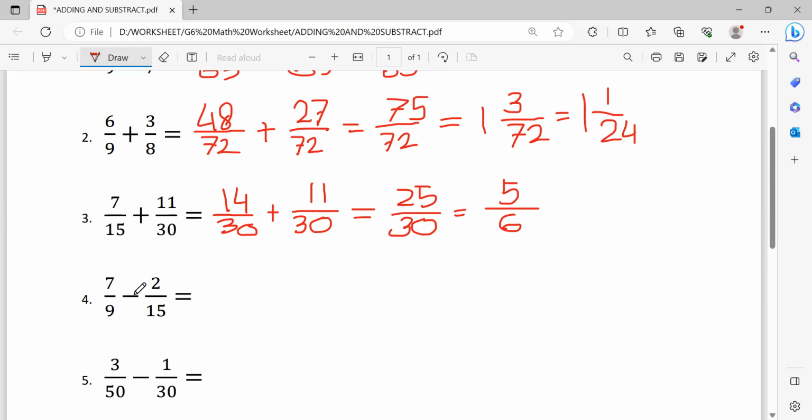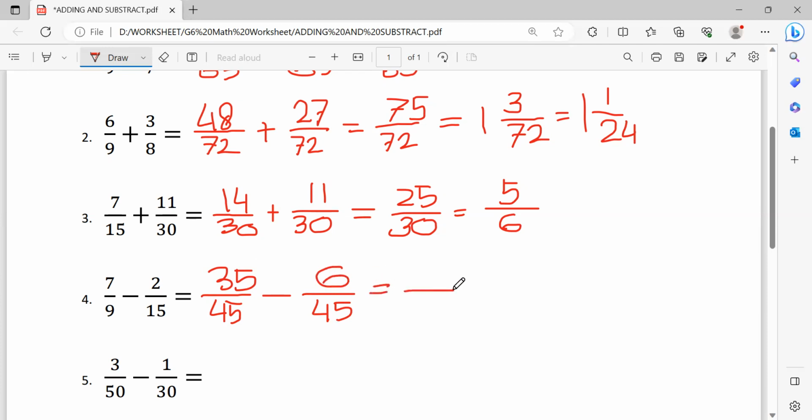Now, this one. 7 over 9 minus 2 over 15. Okay, the greatest common factor of 9 and 15 equals 45. Okay. 45 divided by 9 equals 5, and 5 times 7 equals 35. Okay. 45 divided by 15 equals 3, and 3 times 2 equals 6.